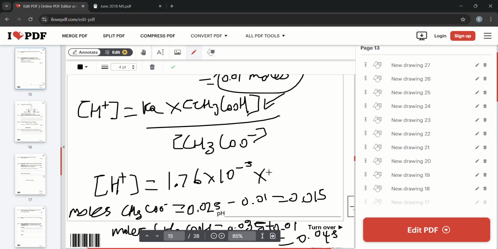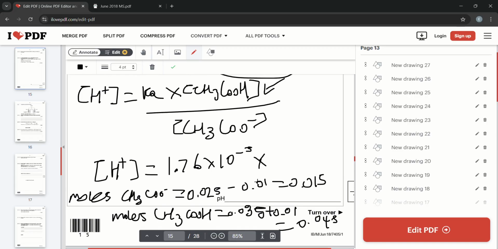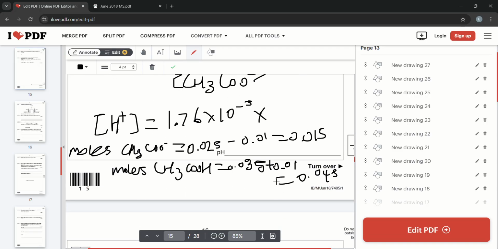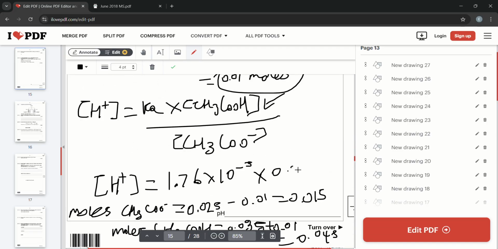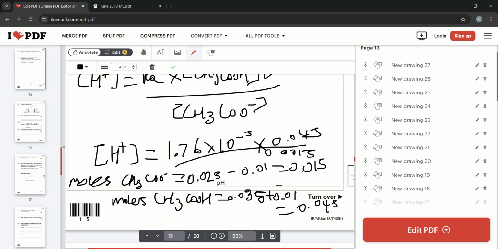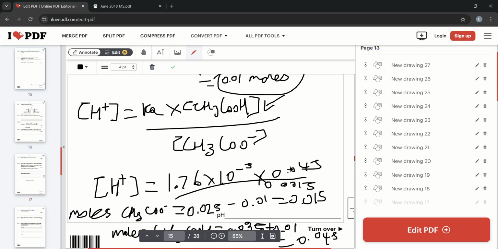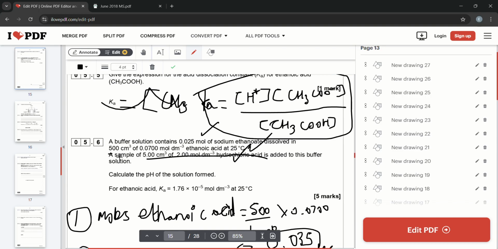times [CH3COOH], 0.045, divided by 0.015. And yeah, you're right, Iman. You need to find the concentrations of these. So you do moles, concentration and volume. Concentration is moles divided by volume, and the total volume is 505 centimetres cubed, so you divide by 505 centimetres cubed.